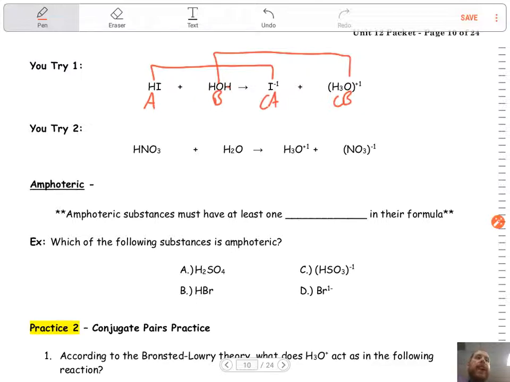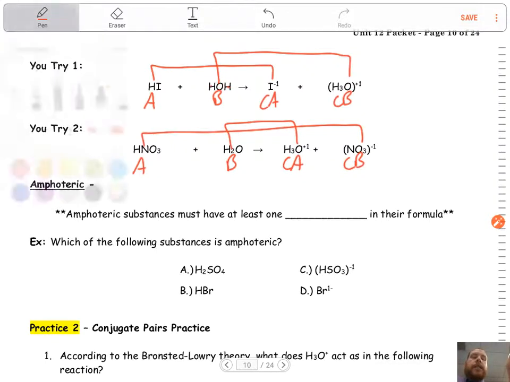If I'm going too fast, pause the video. Call me over if you're confused. All right? The more you do, the easier this will get. HNO3, there's that, acid, base, conjugate acid, conjugate base.